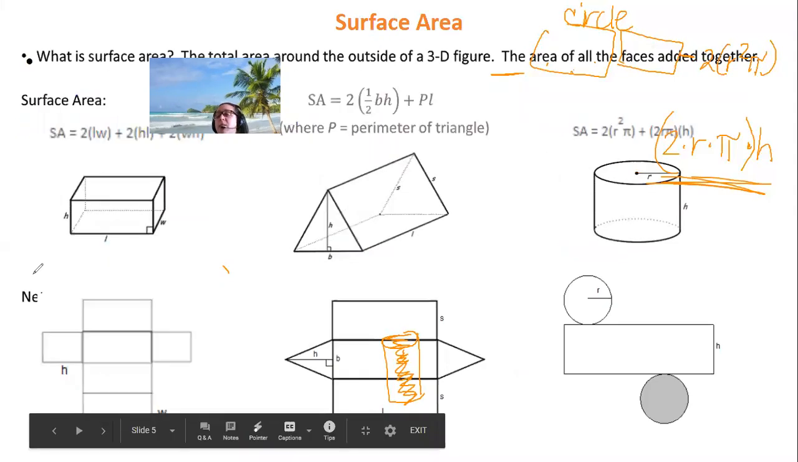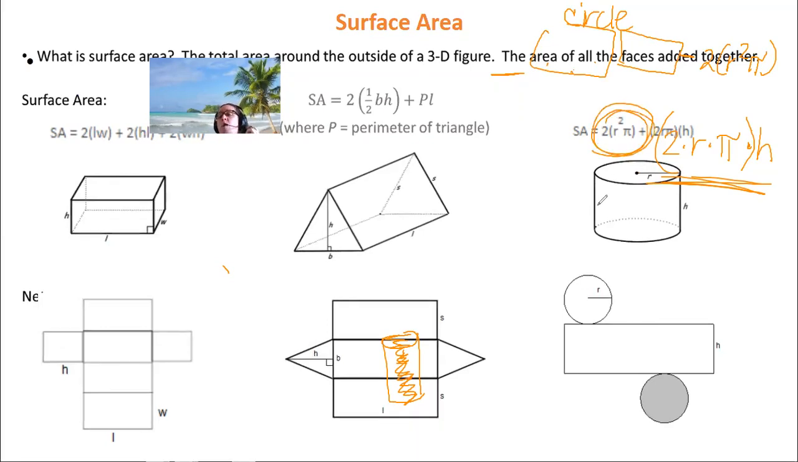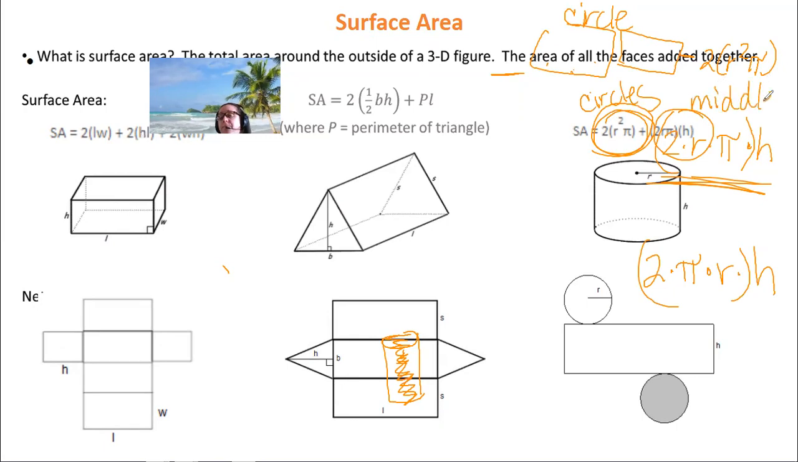I would subtract. You would subtract that part. So just do this part. 2 times pi times radius times height. Just do the middle part. Because the first part is for the circles, and the second part is for the middle. Okay? That's what you would do for the surface area.